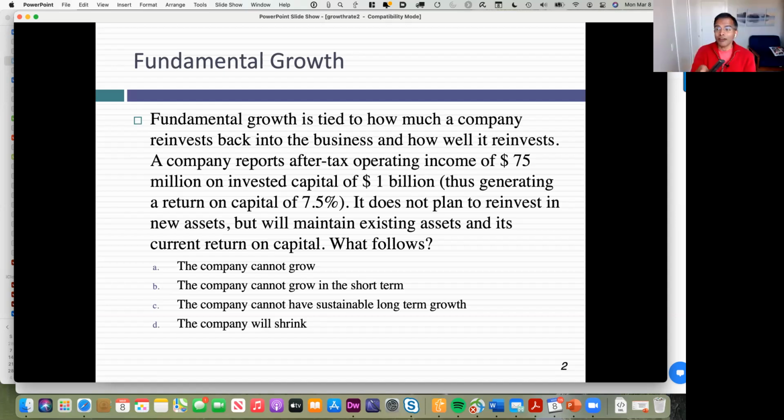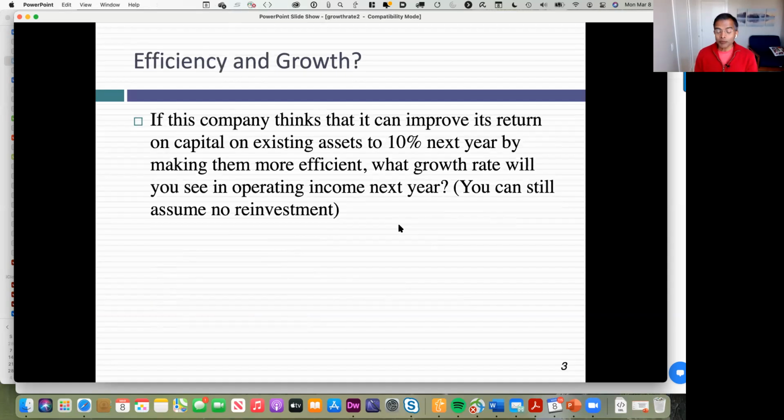And exactly, right? If you're going to become more efficient, here's where it'll show up. You get higher margins, higher operating income on the same capital, your return on capital will increase over time. In fact, if I took this problem and told you that this company is not going to reinvest, but it's going to increase its return on capital to 10% next year through efficiencies, you want to help me out in this? What's the growth rate going to be next year if this company doesn't reinvest $1, but improves the return on capital from 7.5% to 10%?